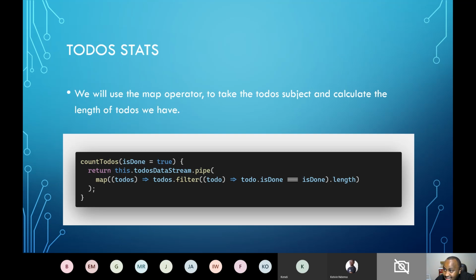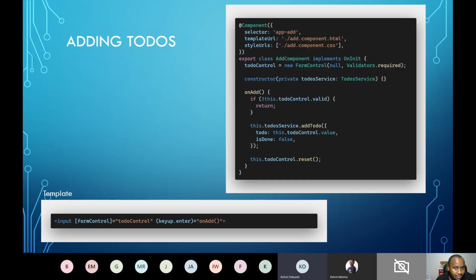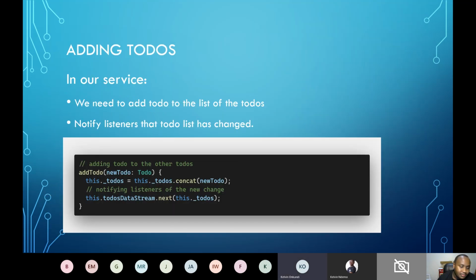Yes, Kevin? I have a question, maybe before you proceed. On the previous slide, you say that it's notifying the listeners of the new change. So are the listeners being notified because they have subscribed, or once that data changes, are the listeners notified automatically? What makes it easy to notify the listeners that there's been a change in this stream?